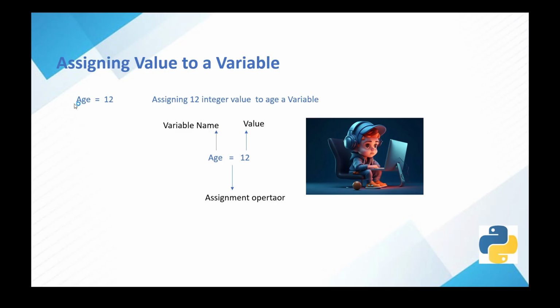So see here, we are assigning the integer value 12 to the variable age. Age is equal to 12. Age is a variable name, 12 is a value, and is equal to is nothing but an assignment operator.